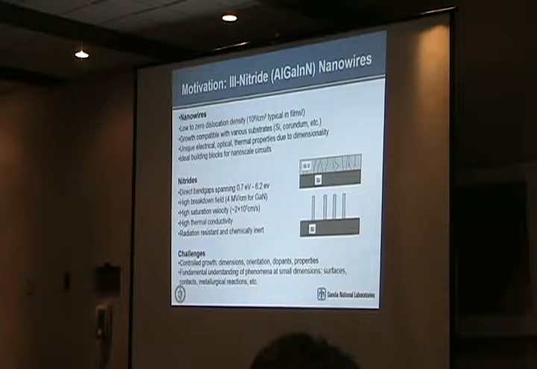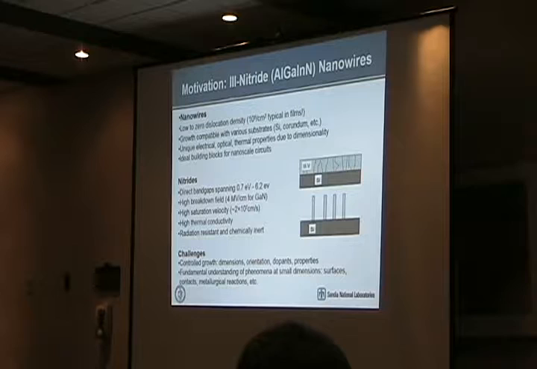optical properties. Of course, nitrides are very interesting. They have a band gap that can span all the way from near IR to hard UV, very high breakdown field, and a saturation velocity that is more than twice that of gallium arsenide. Mobility is lower, but the saturation velocity is very high. High thermal conductivity and chemical inertness.